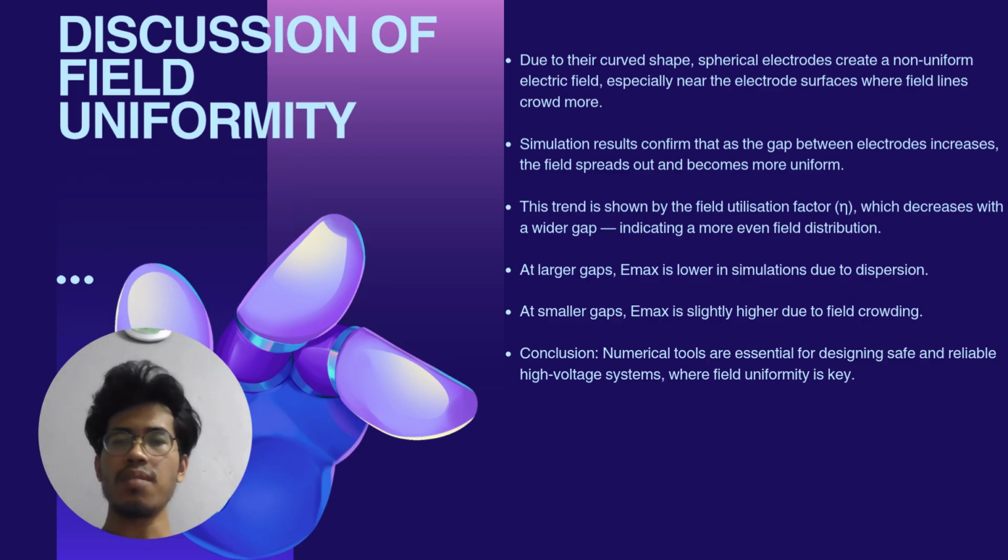At the large gap, Emax is lower in simulation due to dispersion. At a smaller gap, Emax is slightly higher due to the field crowding. For the conclusion, numerical tools are essential for designing safe and reliable high voltage systems where the field uniformity is the key.